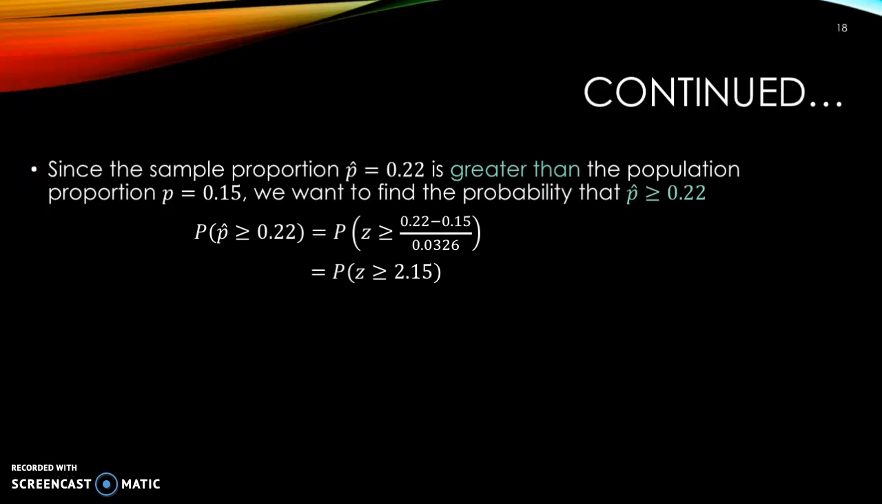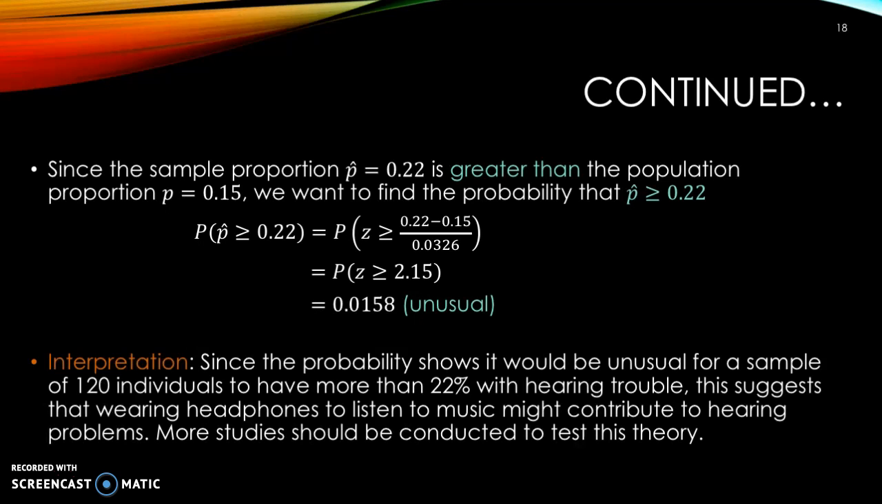When I find that probability, either in StatsMate or by changing p-hat to z, I got 0.0158, which is an unusual probability because it's less than 0.05. So to interpret that, since the probability shows that it would be unusual to have this observation, this would suggest that the fact that all of my individuals in my sample wear headphones to listen to music might be a contributing factor to hearing problems. And more studies should be conducted to test this theory.